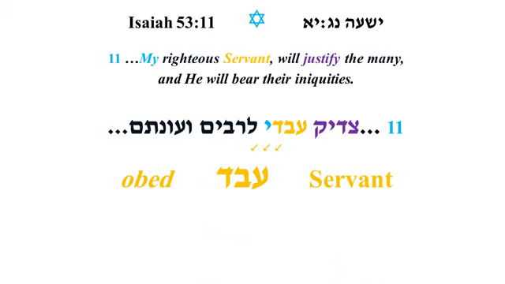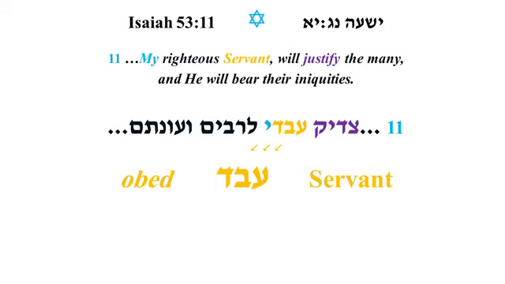Isaiah 53, verse 11. My righteous servant will justify the many, and he will bear their iniquities. The righteous servant is the Mashiach. And he's going to justify the many, and he will bear their iniquities. The Messiah is going to bear the sins of many. Again, this is a picture of Yeshua coming to earth and taking our sin and becoming our korban, our sacrifice. Isaiah 53 says it.